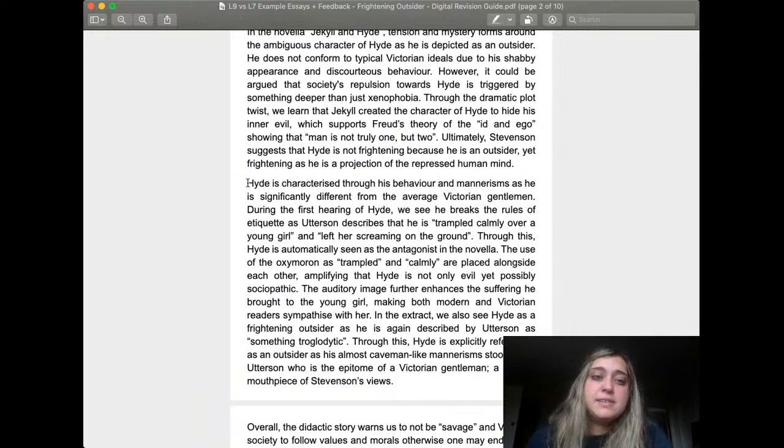The topic sentence is really nice here, really clear. And we have some nice little quotes that are embedded. "Trampled calmly over a young girl." Well, they're not nice, they're horrible. But the quotes are well structured for the essay. "Left her screaming on the ground."